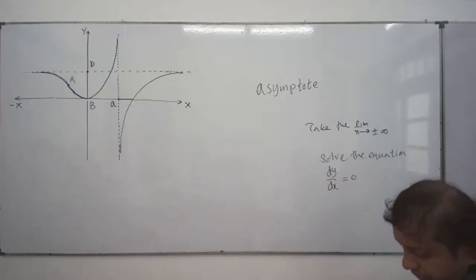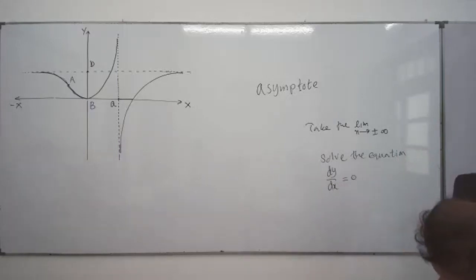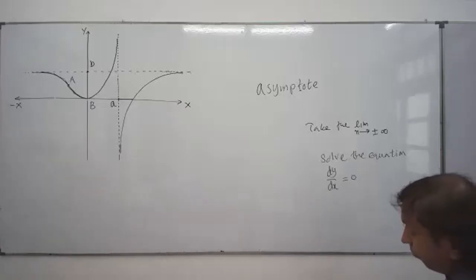Write down, people, fourth one. The point capital A on the graph is a point of inflection.